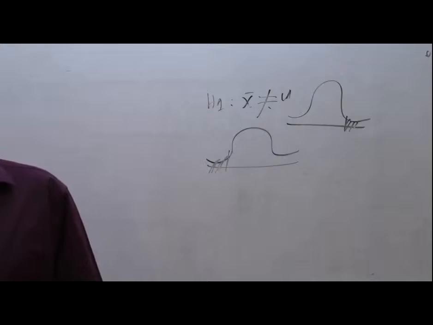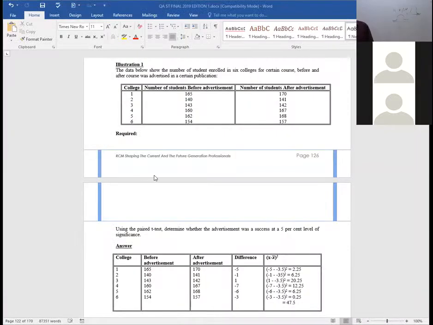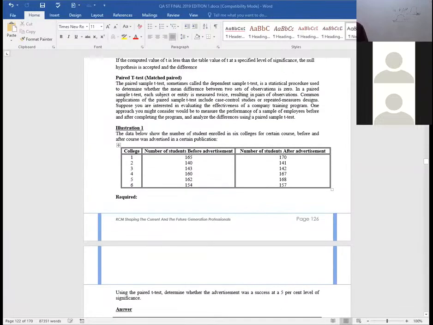So I would want us to look at the paired t-test, matched paired. The paired sample t-test, sometimes called the dependent sample t-test, is a statistical procedure used to determine whether the mean difference between two sets of observations is zero. Don't bother about that description.